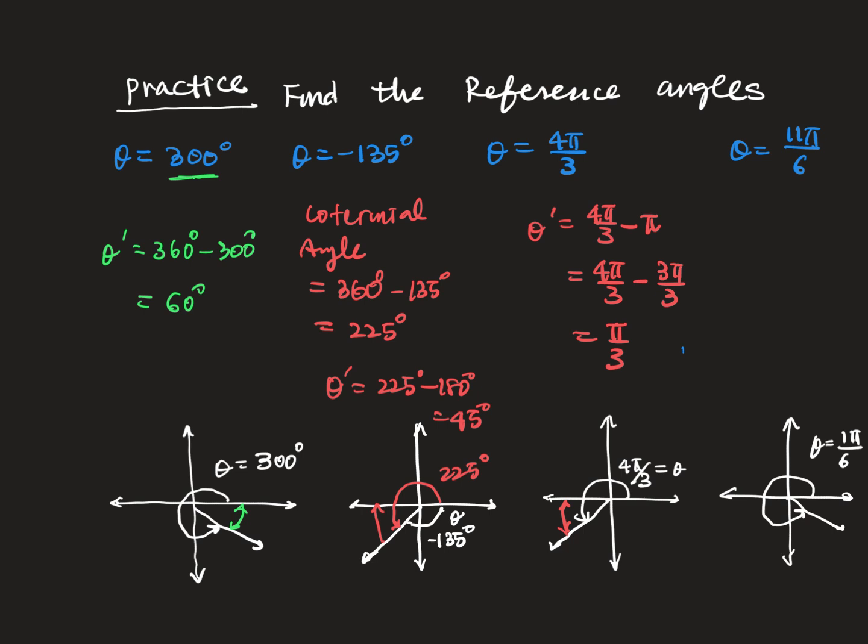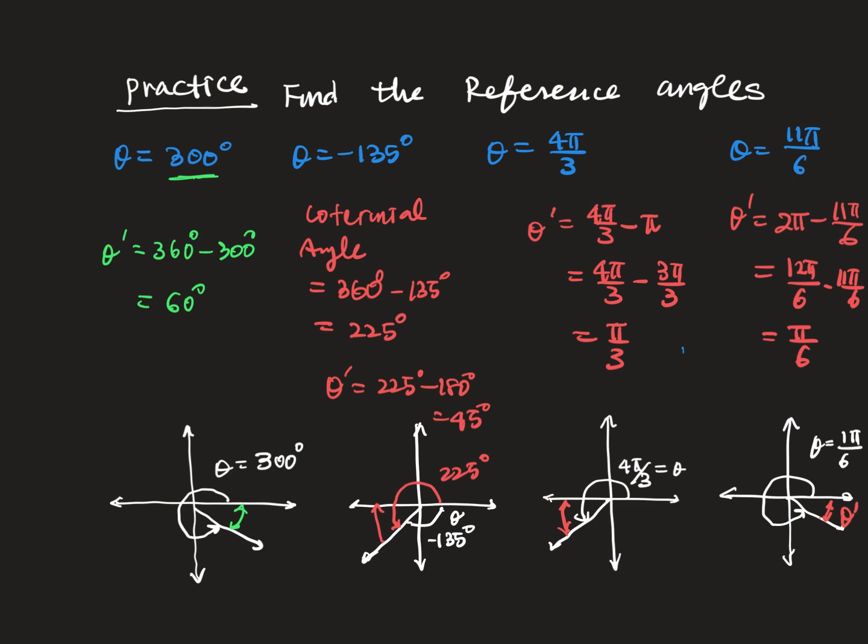11 pi over 6 is in quadrant 4. You're looking for this angle, which is the reference angle. So theta prime is 2 pi minus 11 pi over 6. 2 pi with denominator 6 is 12 pi over 6, minus 11 pi over 6. That's pi over 6. That's how you find the reference angle.